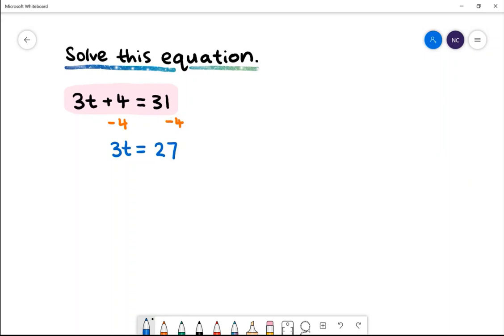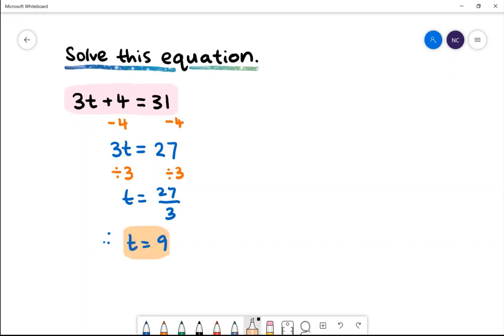We want to get t by itself. At the moment, it's 3 multiplied by t. So to do the inverse of multiplication, we'll do division, which is divided by 3. Do it to the left-hand side as well as the right-hand side so that the equation is balanced. So we're left with t is equal to 27 divided by 3, which gives us t is equal to 9.